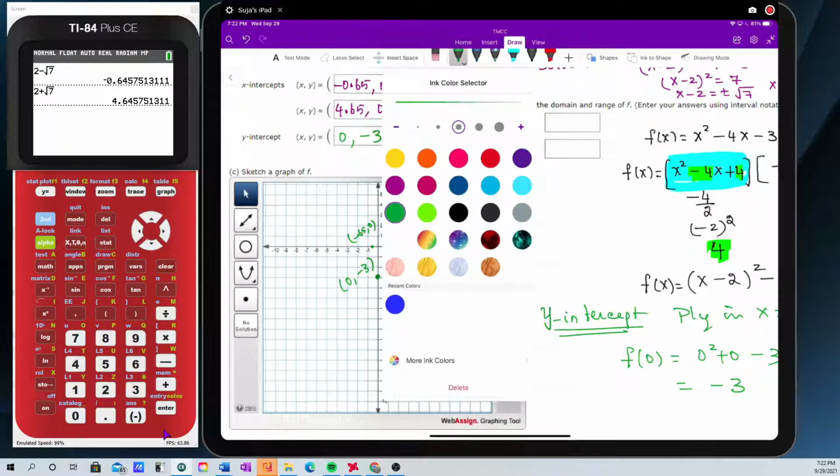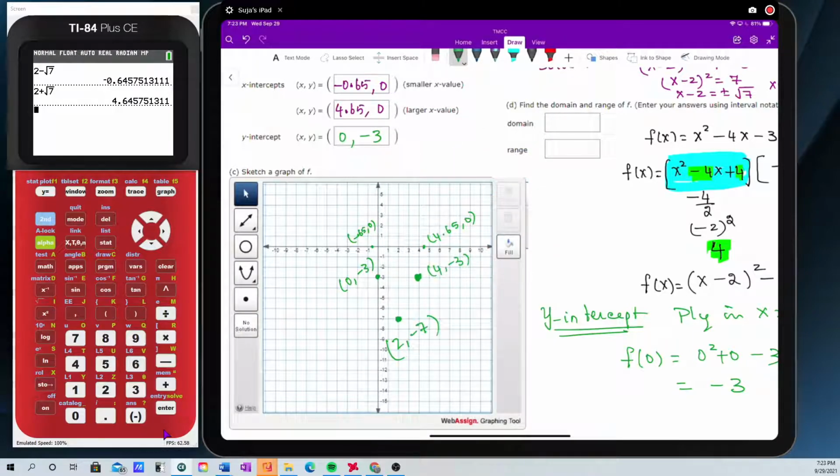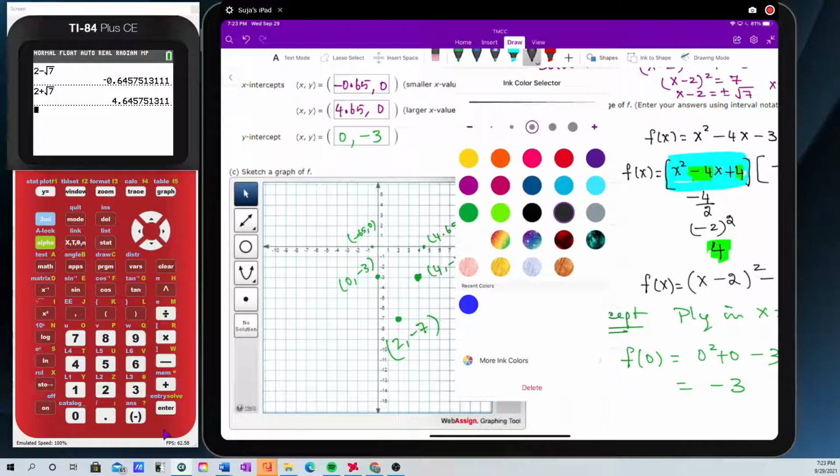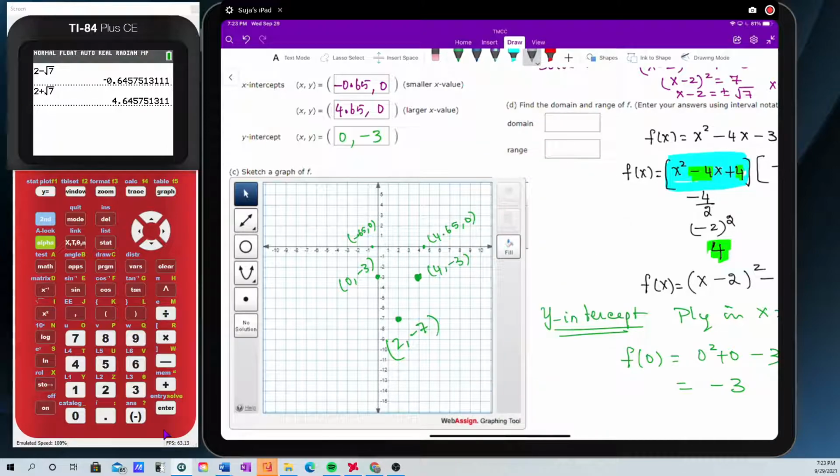With this I can see the graph. So I'm going to sketch it with the pencil. It should be the graph of the function.